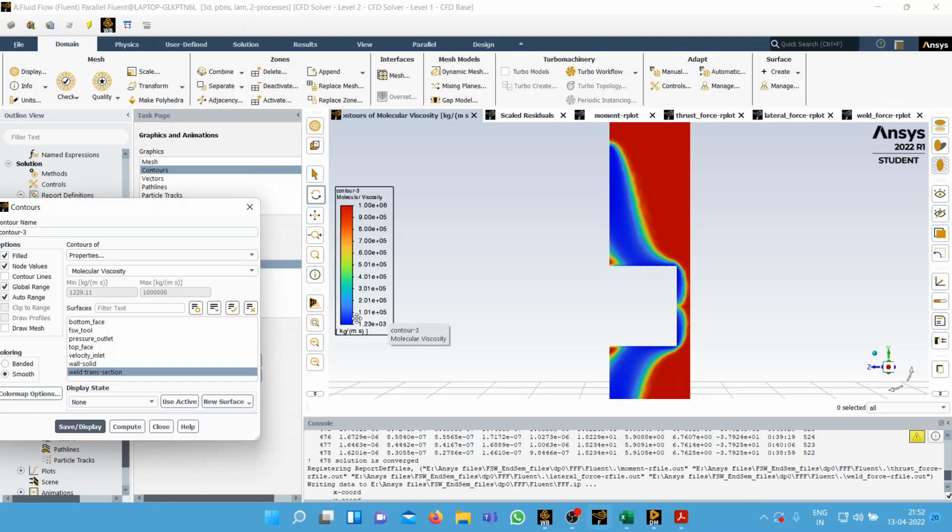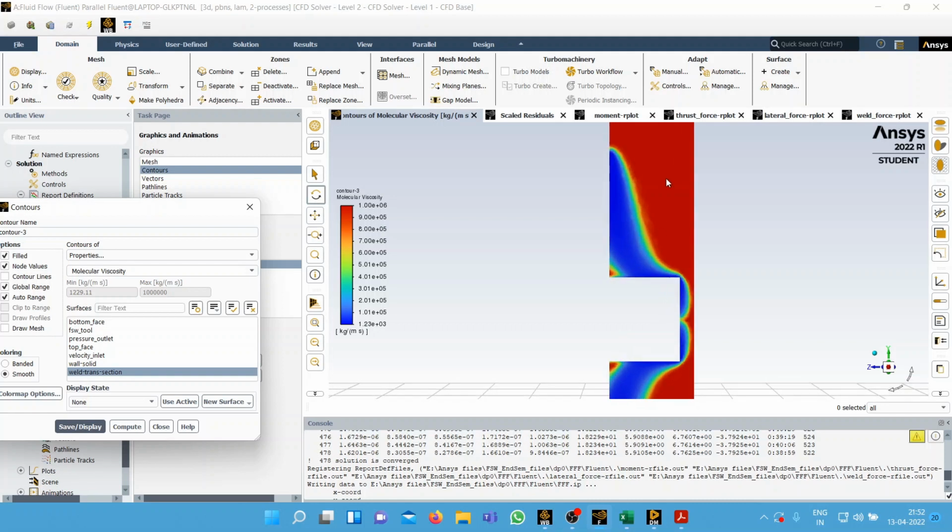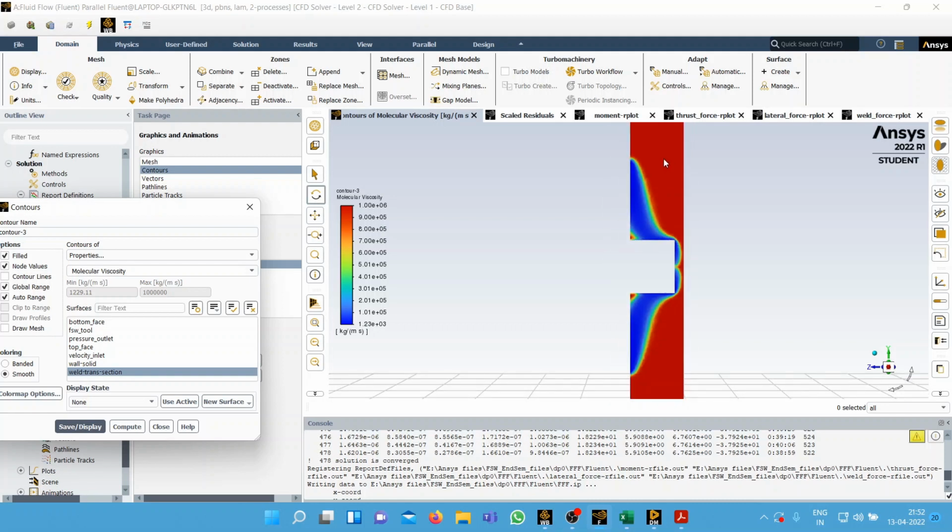And it generally increases the viscosity. Here you can see it increases from around 1050 kg per meter second to around 6 into 10 power 5 kg per meter second. Here the viscosity is very high because it is in the solid state, and the weld region can be considered as a non-Newtonian fluid, and thus the viscosity is very low due to the material softening.